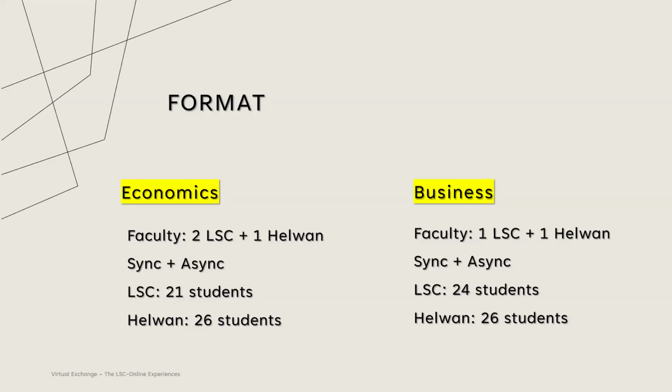And we had 24 students from our end. These were independent of economics, so they were separate. They're not overlapping. Okay, economics was 21, business was 24, separate students. Similarly for Helwan, they had 26 students in this case also.